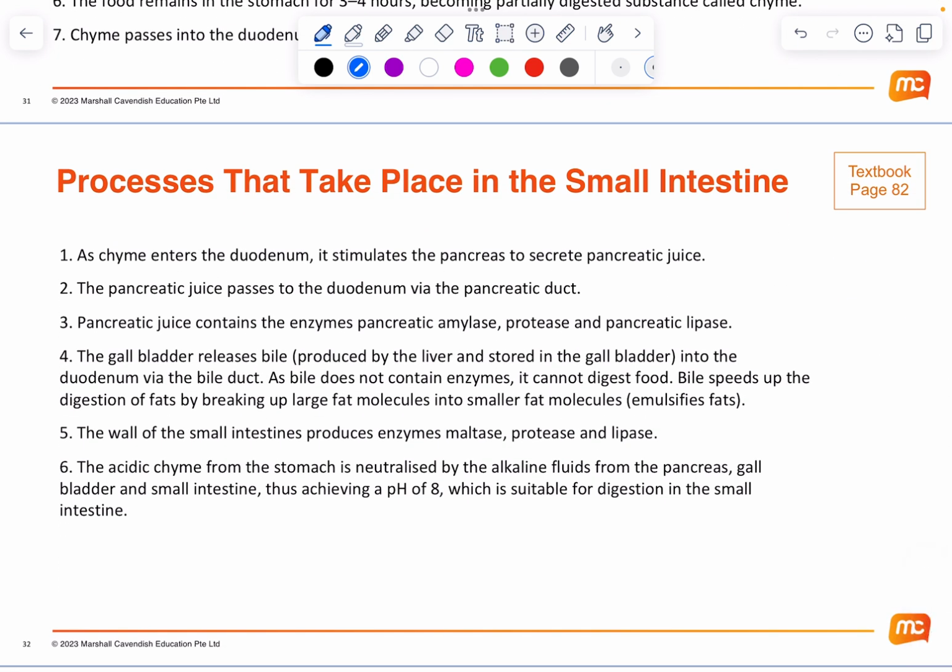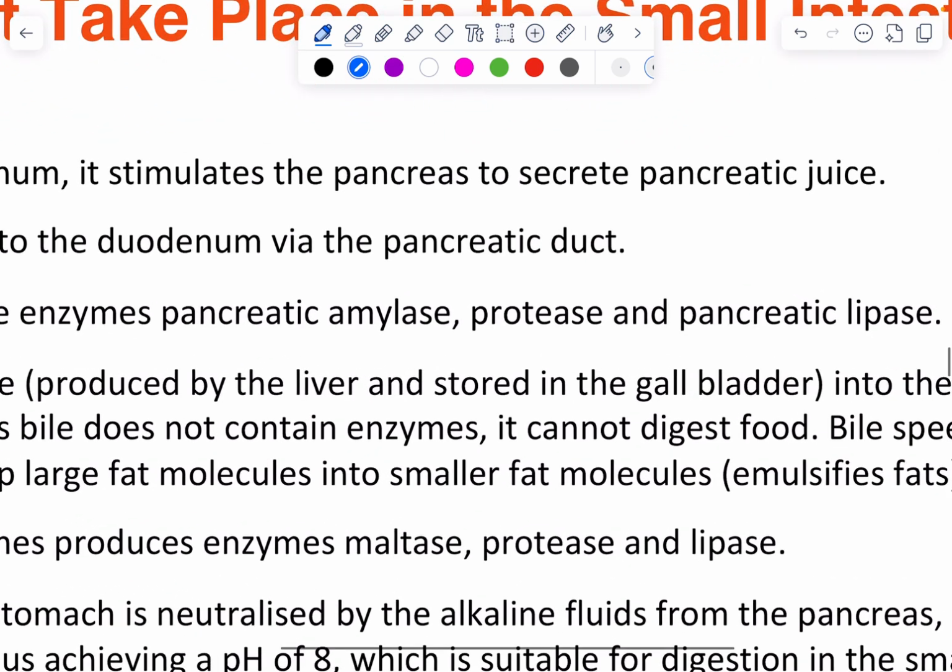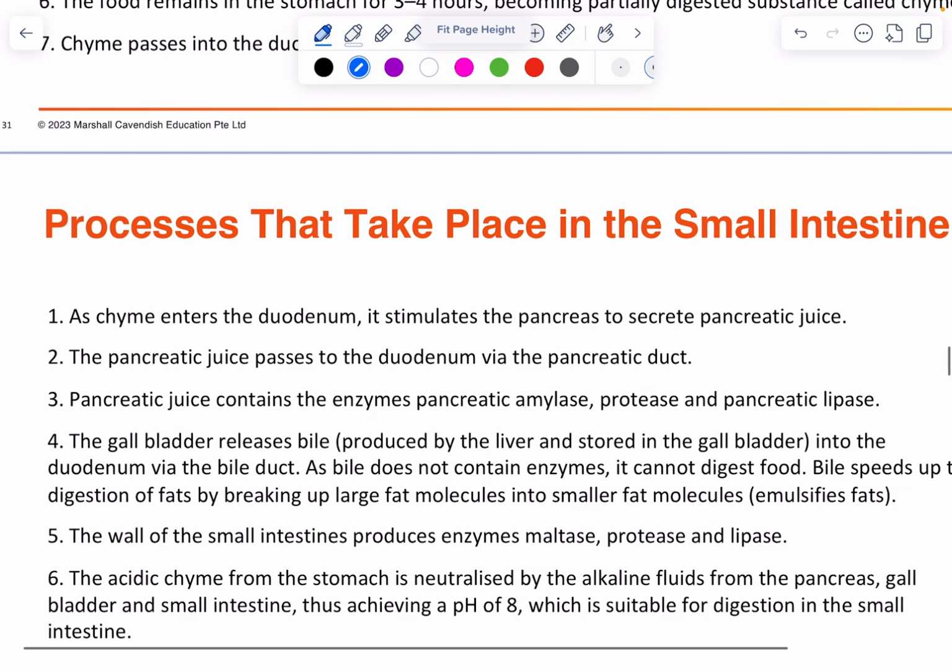In the small intestine, the chyme stimulates your pancreas to secrete pancreatic juice. Pancreatic juice contains quite a lot of enzymes, and these are passed on to the small intestine. The key enzymes produced are pancreatic amylase, protease, and pancreatic lipase. That's why I say in the stomach, don't use the word protease, rather use the word pepsin.